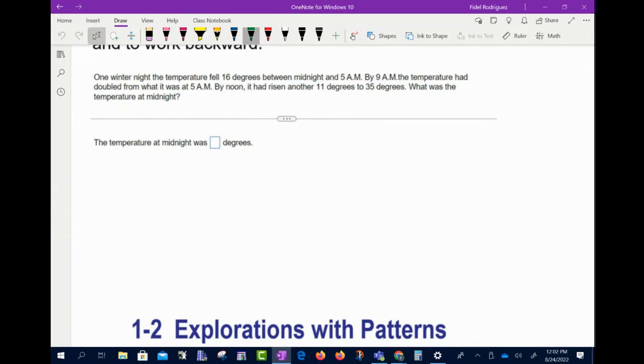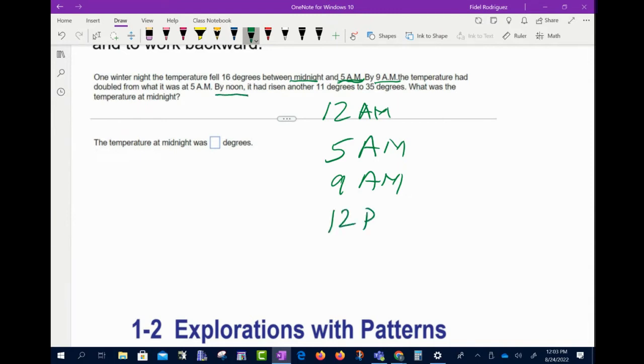First thing I want to do is keep a list of the times we're talking about. We're trying to figure out the temperature at 12 a.m. From midnight, what's the next time they took the temperature? At 5 a.m. I don't know what those temperatures are; we're going to see if we can figure that out. After 5 a.m., the next time was 9 a.m. And from 9 a.m., they went to noon. Okay, so now we know the times.